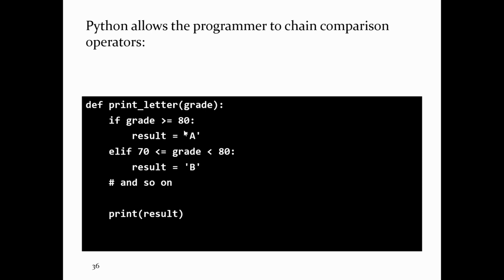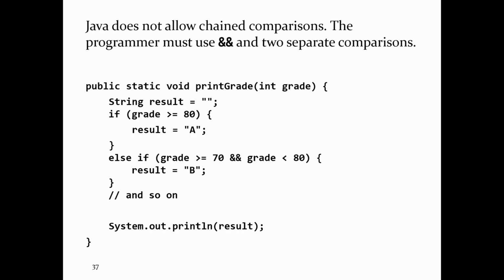So if your grade is greater than 80, the result's an A. Else if your grade is between 70 and less than 80, the result is B, and so on and so on. So here I can write 70 less than or equal to grade less than 80. You can't write that in Java. You can chain the operator here in Python. In Java, you have to use an and.